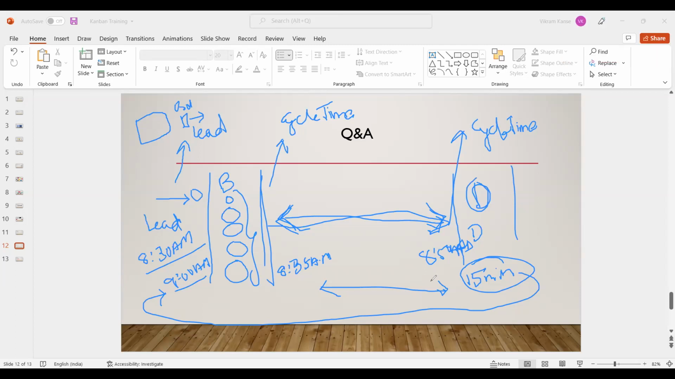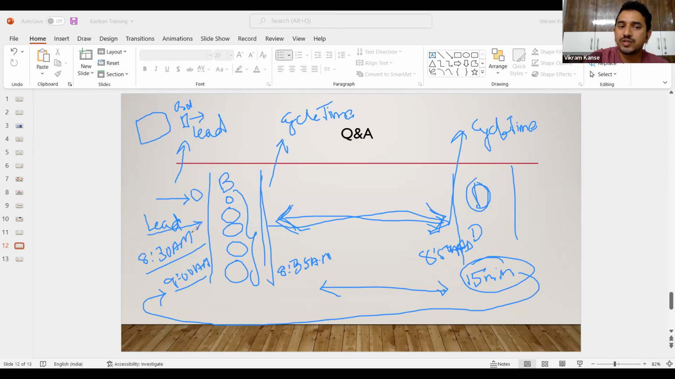Can you please take that again one more time, Vikram? Sure. So your customer has placed the order. That is when your lead time begins. So your customer has started it at 8:30 a.m. But you actually started working on creating the pizza at 8:35 a.m., which means there was still a delay of 5 minutes. There could be some reason over there. So you started at 8:35 a.m. and then you made it at 8:50 a.m.